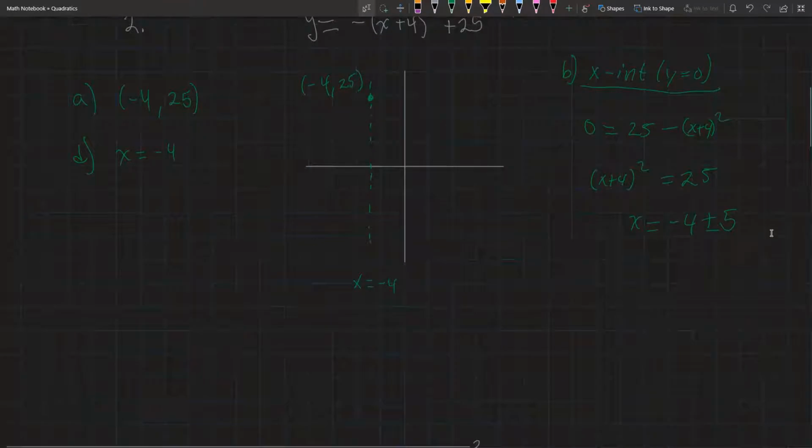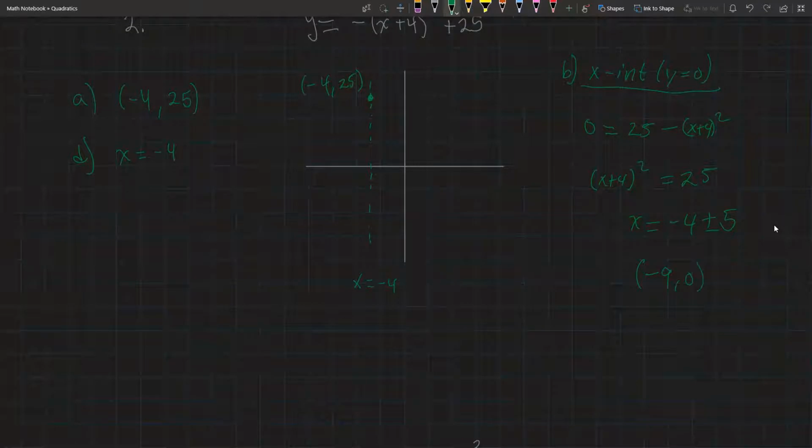I wanted to speed that up a little bit, so hopefully you can see how I got that solution, all right? And if you need to take more time, work it out yourself. And that tells me the two x-intercepts, one of them is -9, 0, and the other one is -4 plus 5, which is 1, 0.